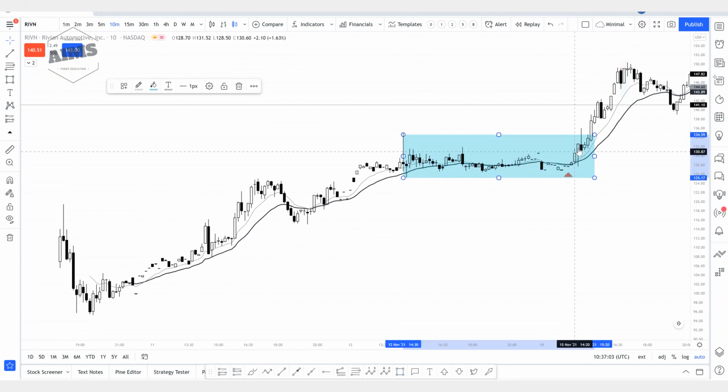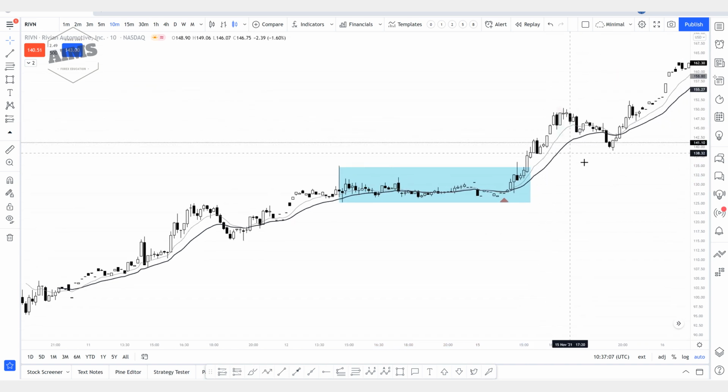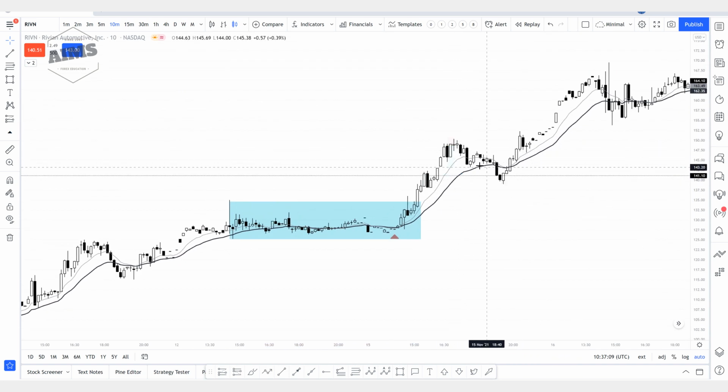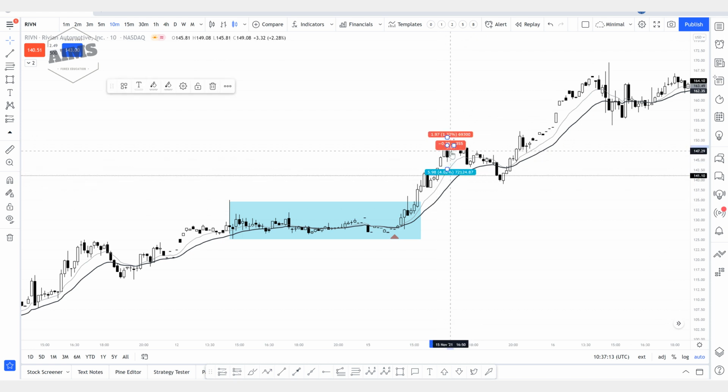So the concept is, when it breaks out, you want to wait for a pullback. There you go, that's your entry. Then it goes to a trading range. Why? Because this, what is this thing? Let's delete that.